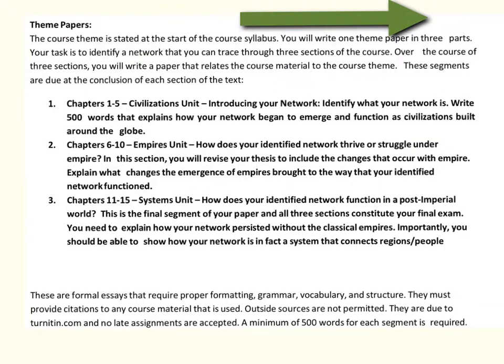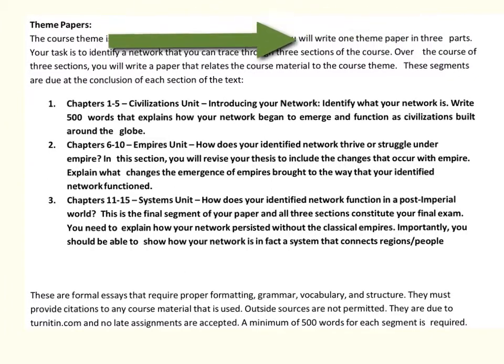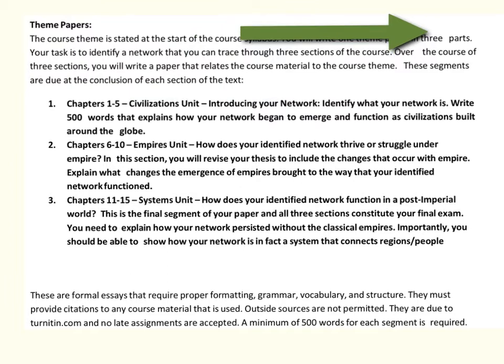Additionally, in the syllabus, you will find this description of the theme paper assignment. You will select a single network and trace its development over the course. Segment 1 of the theme paper draws on information from chapters 1 through 5 as our course considers the rise of civilizations. Segment 2 draws on information from chapters 6 through 10 as our course considers the rise of empires. Finally, the complete theme paper brings in information from chapters 11 through 15 as we conclude the course with a consideration of global systems.